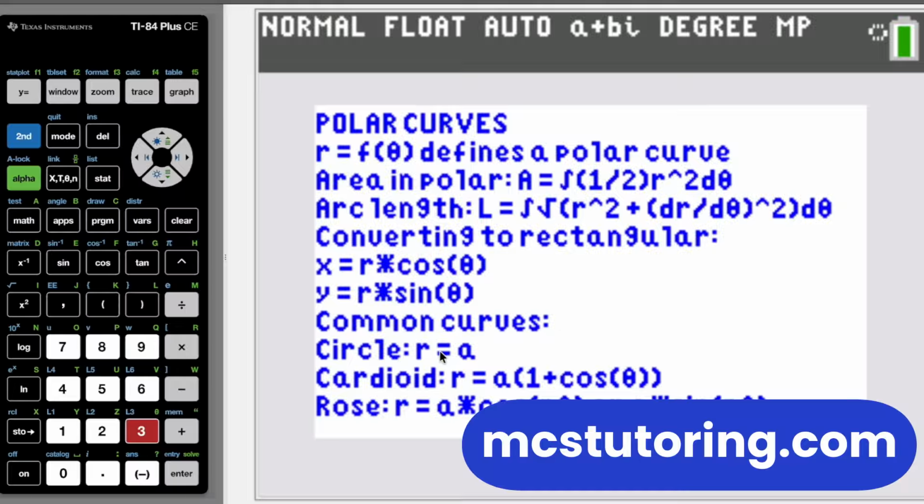Common curves: if you have r equals a, it's a circle. A cardioid would be r equals a times the quantity 1 plus cosine theta.